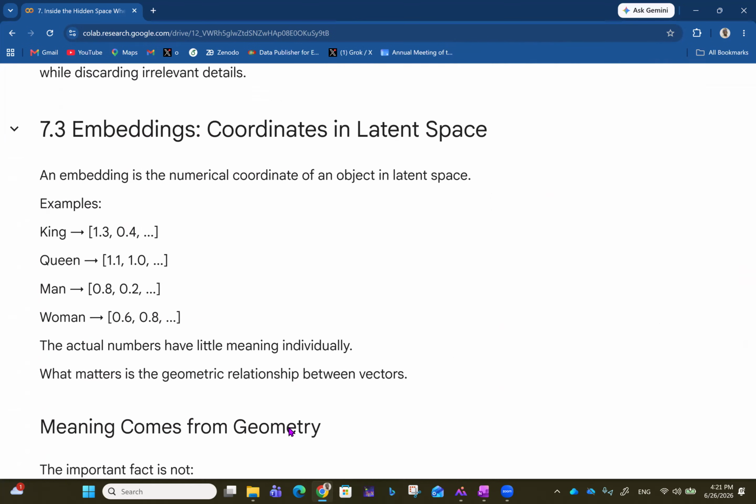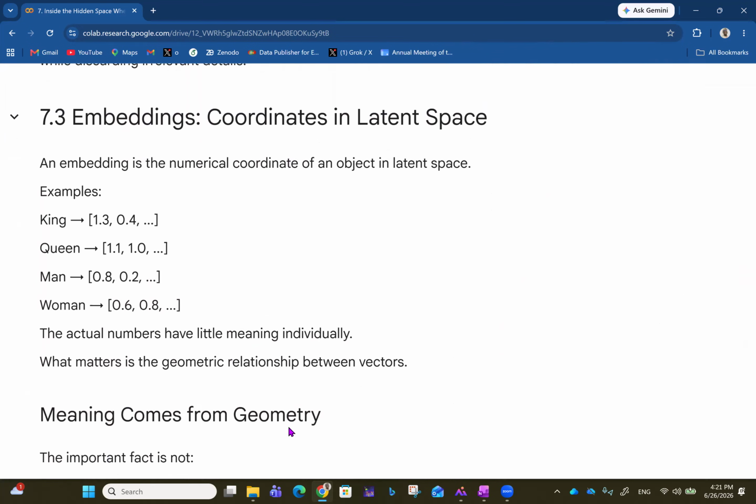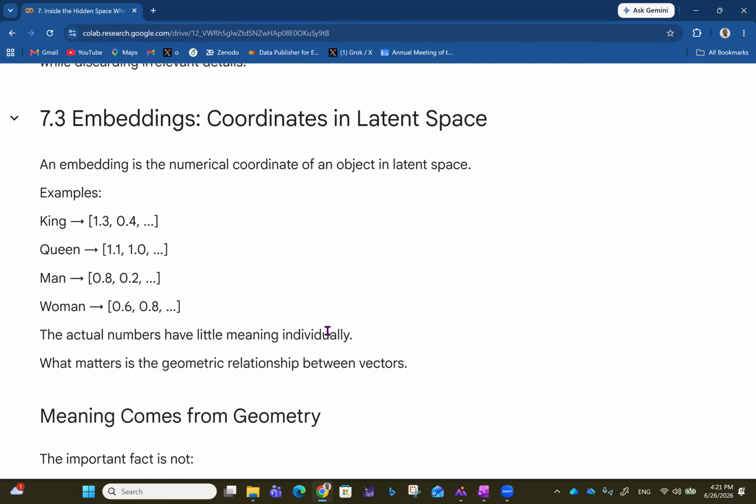And then we have 7.3 embeddings: coordinates in latent space. We've talked about this a lot. An embedding is simply the numerical coordinates of an object in latent space. So now you have a clearer definition for embedding. Or you can say that an embedding is a numerical representation of an object in latent space.